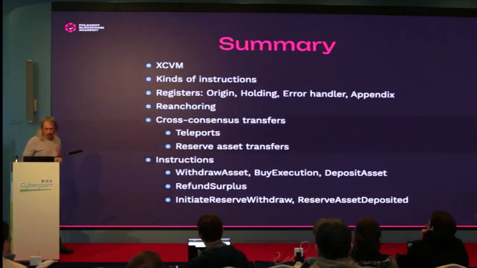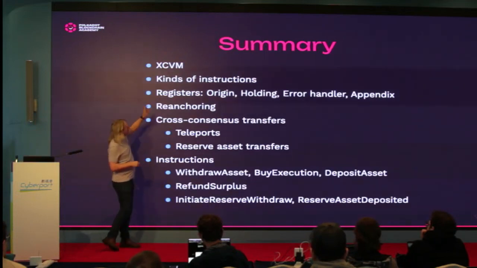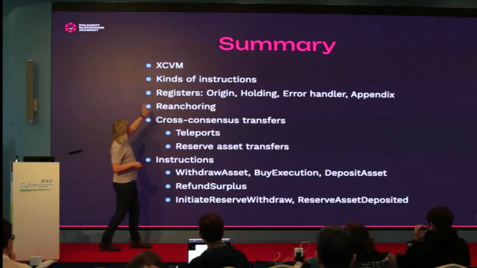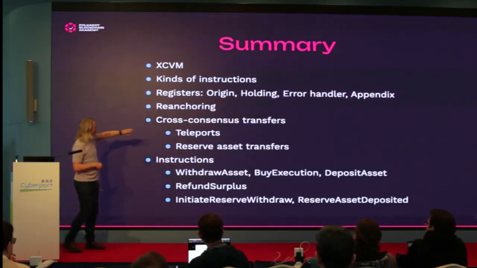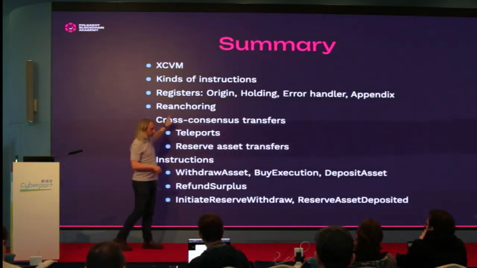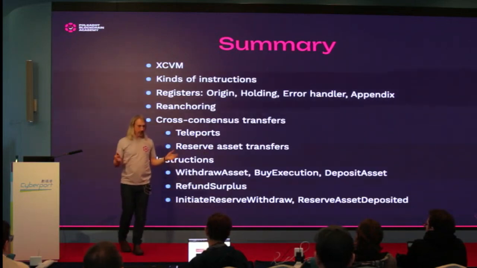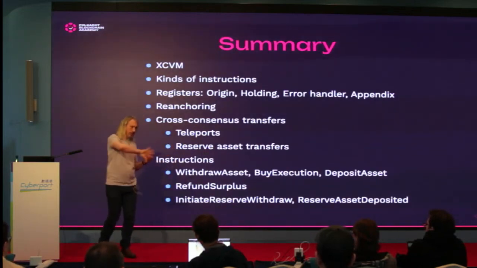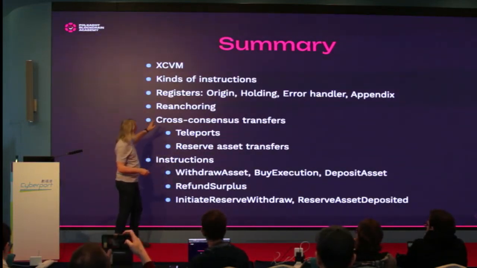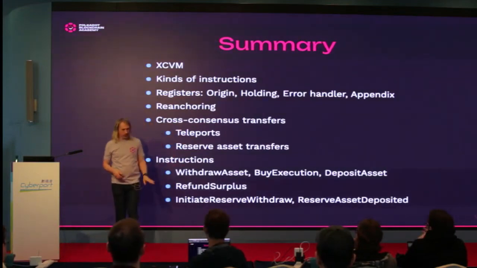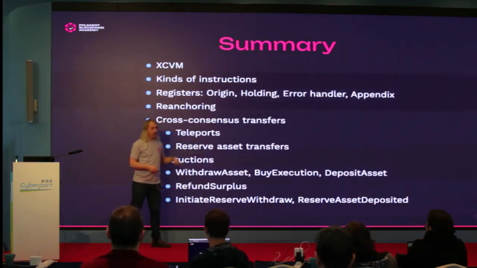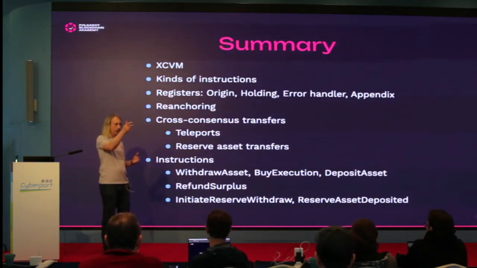Good. So we looked at the XCVM, or not all of it. We've taken a fairly selective look. There's other stuff that we haven't covered, but we've seen a few of the instructions, seen a few of the registers, and looked a bit at re-anchoring. That's an important one. Locations are relative, so if we're programmatically creating messages, then we need to re-anchor some of those locations. We've looked at cross-consensus transfers, teleports being the easy one, where there's a trust relationship between sender and receiver. Reserve transfers, where there isn't a trusted relationship between sender and receiver, and we have to go through a trusted intermediary.